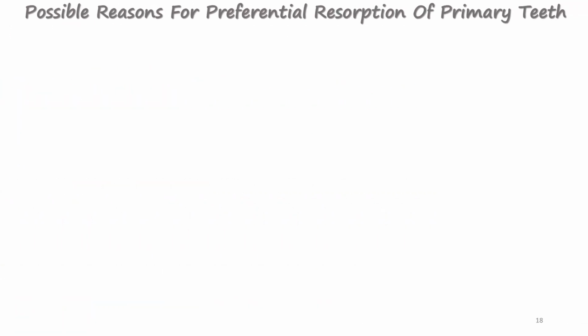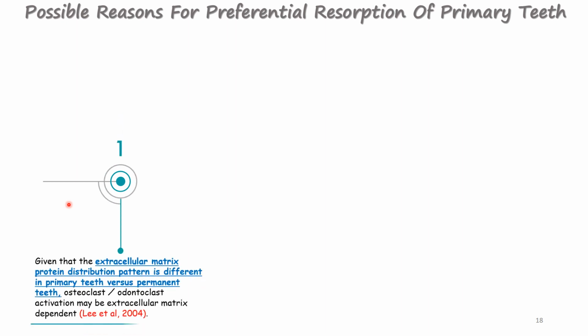We all are well aware that physiological root resorption is one of the basic features of primary teeth, which is not exhibited by the permanent teeth. But how many of us know the exact reason for this to happen? Now let's discuss a few reasons for this to occur. The first one could be the extracellular matrix protein distribution pattern, which is different in primary and permanent teeth. Lee et al. in 2004 stated that osteoclast and odontoclast activation may be extracellular matrix dependent.